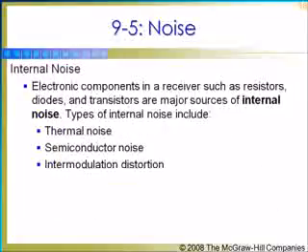Next is internal noise. Electronic components in a receiver such as resistors, diodes, and transistors are major sources of internal noise. Internal noise, although it is low level, is often great enough to interfere with weak signals. The main sources of this in a receiver are thermal noise, semiconductor noise, and intermodulation distortion.